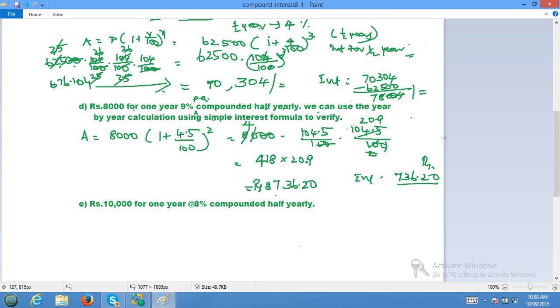Wherever it is given, please note this problem is 8,000 for 1 year, 9% per annum. Compounded half yearly means it is compounded once in 6 months. So what you have to write in this problem? Interest for 6 months is equal to 9 divided by 2, equal to 4.5%. Next, the number of 6 months is equal to 2 per year. These 2 points you have to know.